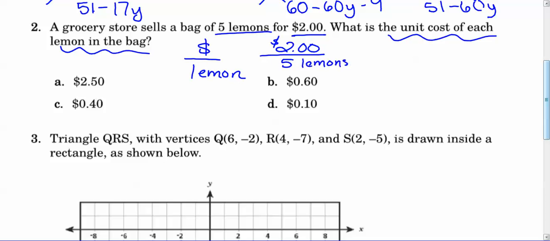And as you remember from Module 1, this fraction bar right here means division. So we're taking 2 and dividing it by 5. If you take 2 and divide it by 5, I can show you how this is done.